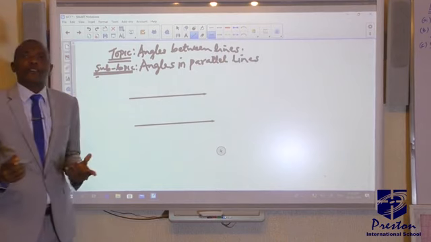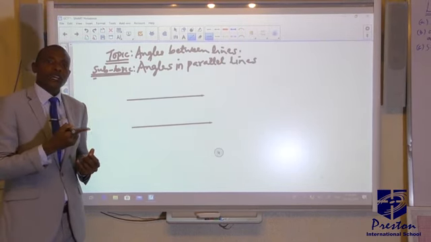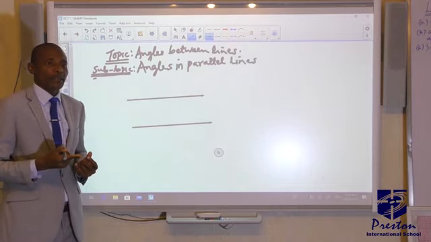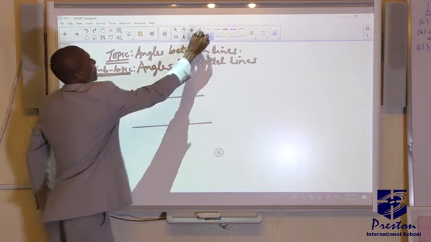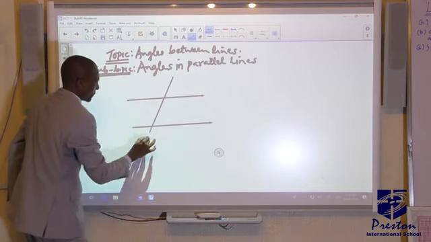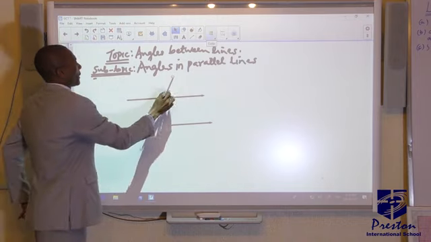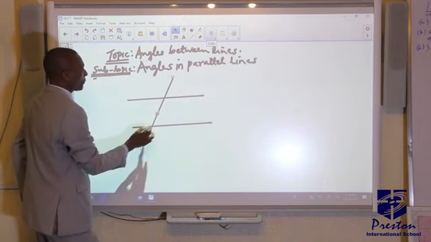Then what is a transversal? A transversal is a straight line that cuts across two or more parallel lines. These are parallel lines. To get my transversal, I have this. This is my transversal.